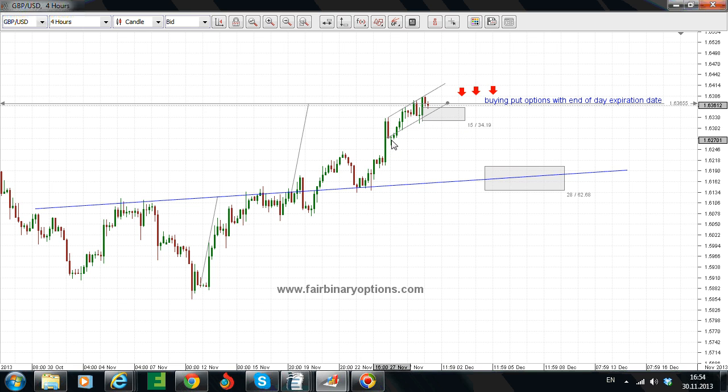Let me draw it correctly, not from there but from here. It needs to be broken, and by the time it is broken, we are looking to buy put options with end of day expiration date. Well, this is just a pattern within a pattern. As you can see, we have an inverse head and shoulder, which is a reversal pattern with the measure move that has just been touched this Friday, and we also have a rising wedge with the 2 to 4 trend line not broken yet, but about to be broken.